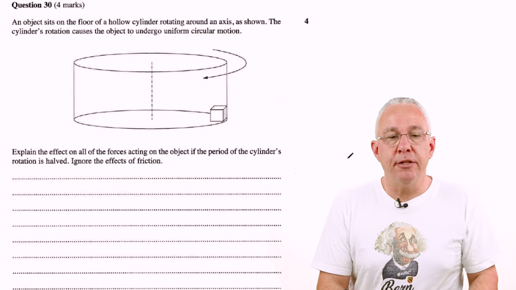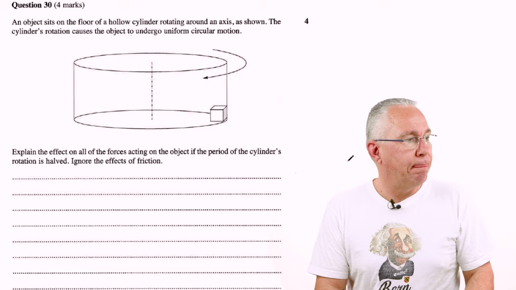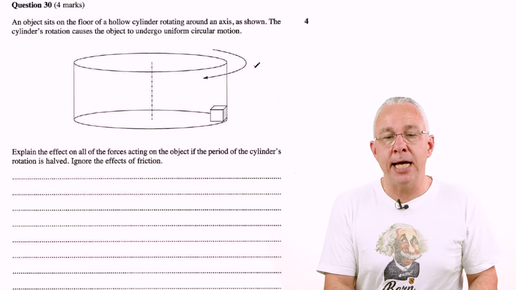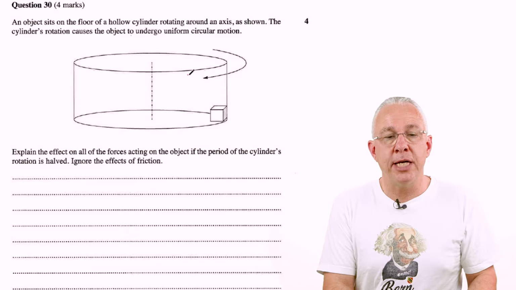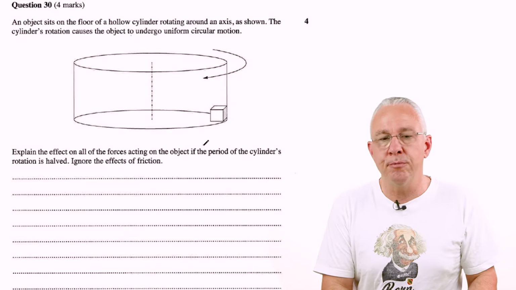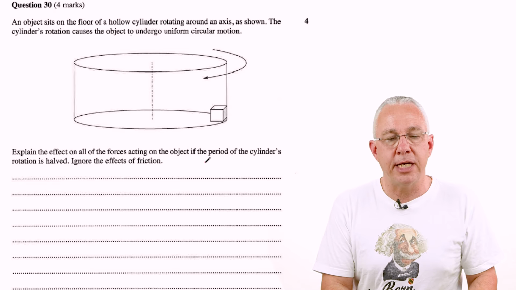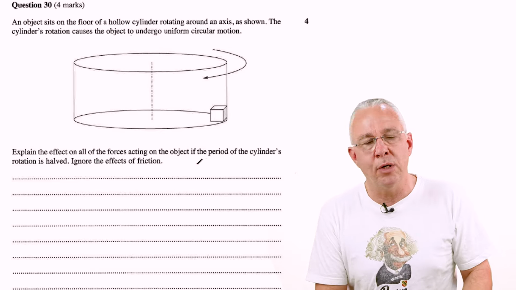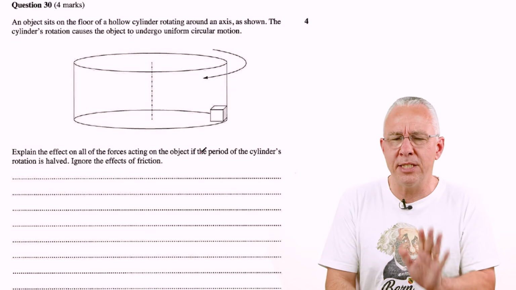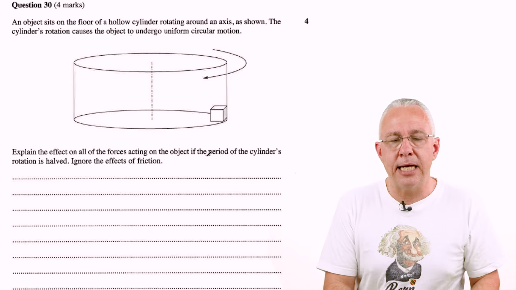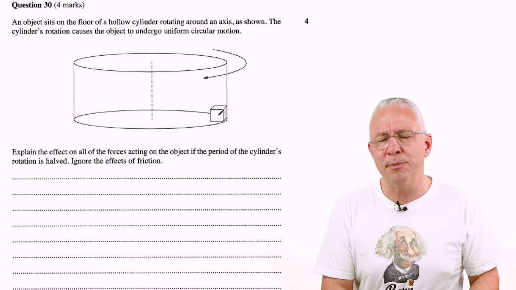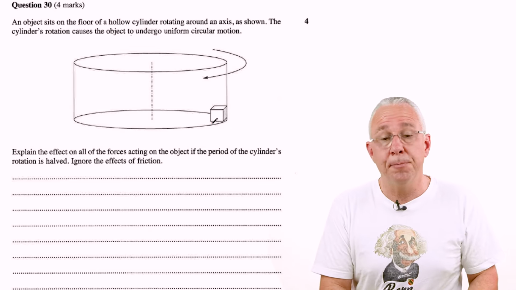An object sits on the floor of a hollow cylinder and rotates around an axis as shown. The cylinder rotation causes the object to undergo uniform circular motion. Now it says explain the effect of all forces acting on the object if the period of the cylinder's rotation is halved, and it says ignore the effects of friction. Now one little caveat here is that really for this to work there's got to be some friction here, but we are set to ignore it.